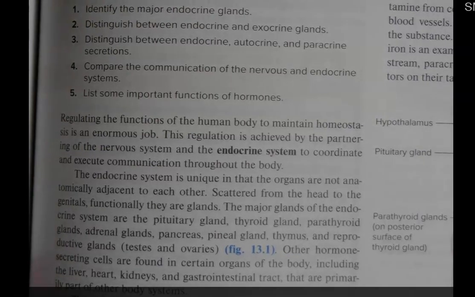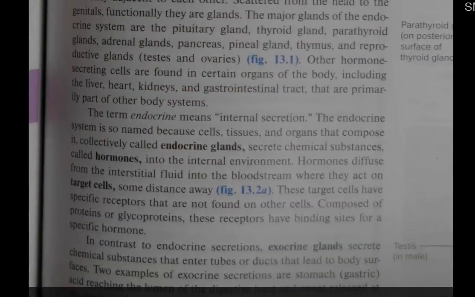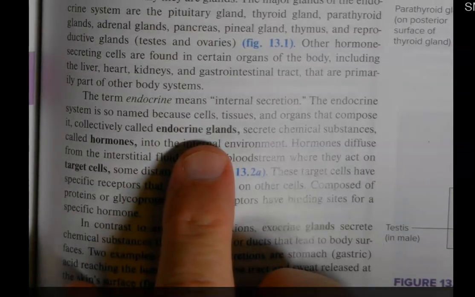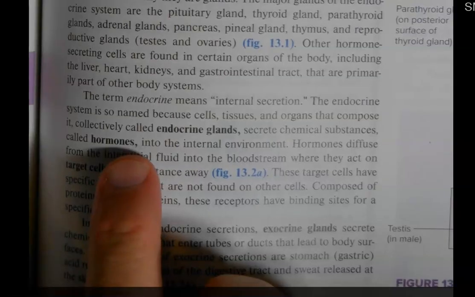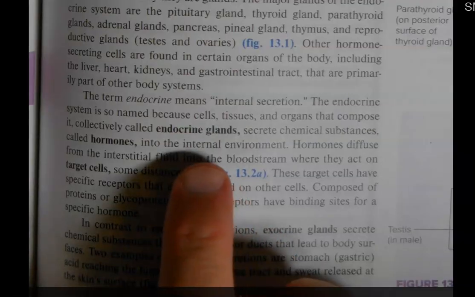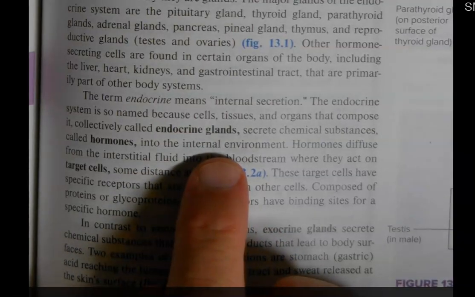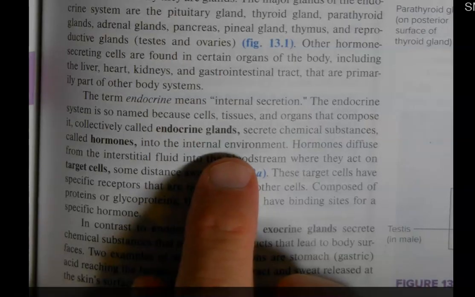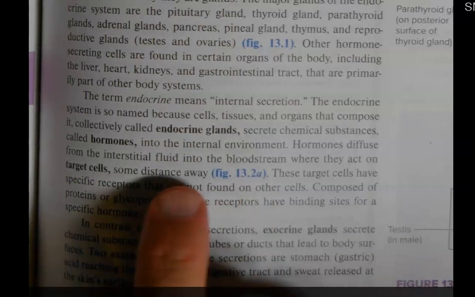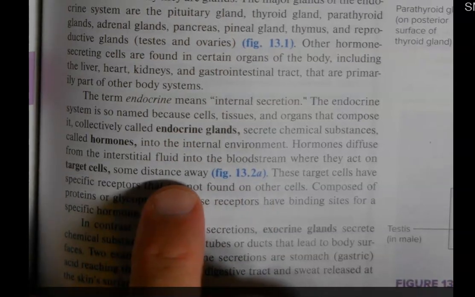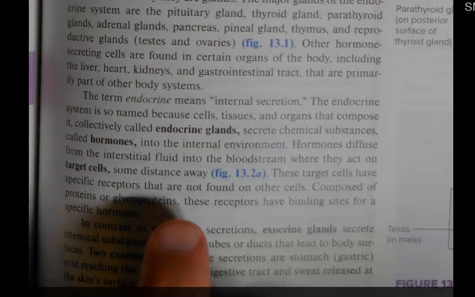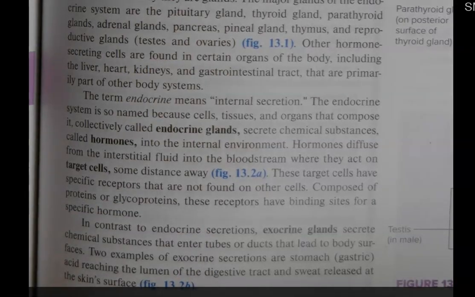All right, so endocrine glands I've already mentioned. So endocrine glands secrete chemical substances called hormones into the internal environment. Those sometimes just get into interstitial fluid, but most of the time they get into the bloodstream. Hormones diffuse from the interstitial fluid into the bloodstream, where they act on target cells that can be some distance away. Other times they're very close, but we'll make those distinctions as we go through those different glands.